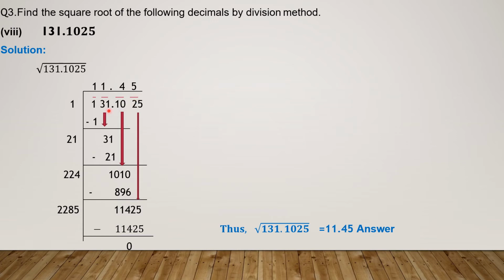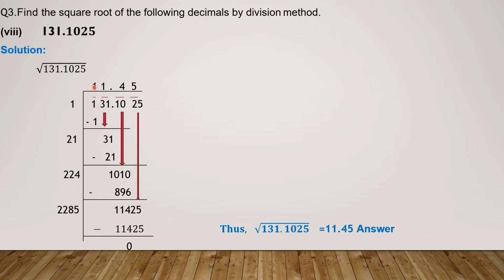Now we will make the pairs of our whole portion. From where will we make the pairs of the whole portion? From right to left, starting from the decimal point, just like this. Now your first pair is 1. For 1 you have to choose here our divisor. 1 1s are 1. 1 minus 1 is 0, so there is no need to write 0. The next pair will come down and that is 31. Now your new dividend is 31. For 31 you have to make your new divisor.